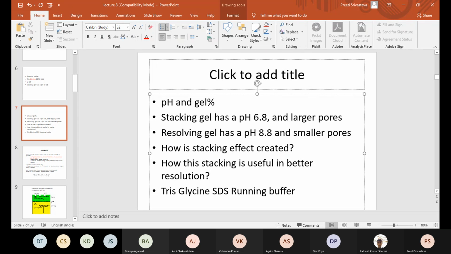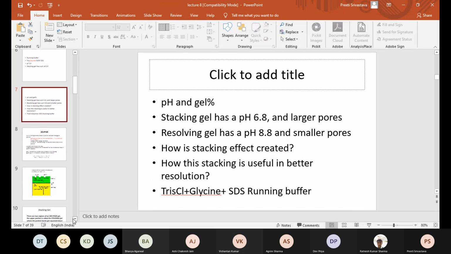So to create the stacking effect, the buffer used is Tris glycine SDS. So Tris glycine means it actually is Tris chloride, Tris-Cl, and it also contains glycine and it also contains SDS. Okay, so the point I was trying to make is the role of glycine in the running buffer is important in creating the stacking effect.